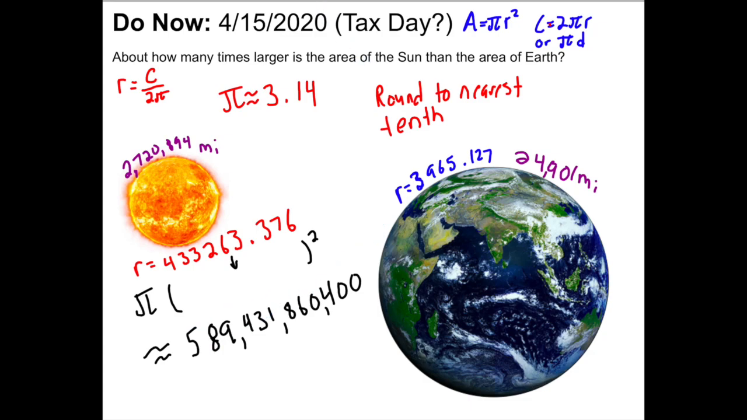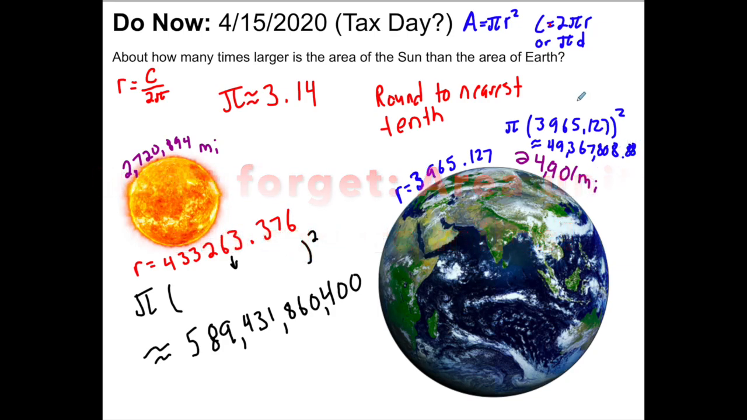Now let's do the Earth. Over on Earth, I have to do pi times 3965.127 squared. So again, 3.14 times, open parenthesis, 3965.127, close parenthesis, square. So here I get about 49,367,808.88.